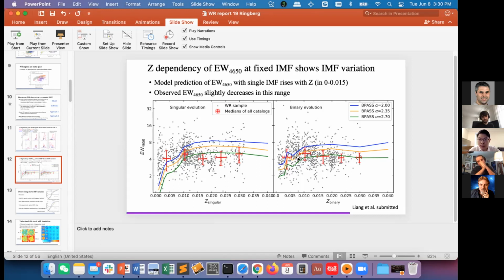However, we do not see any dramatic increase in our observed WR feature. So this might give us a hint or preliminary evidence that we need IMF variation to explain all the data. And to make this argument more quantitative, I think you are right. The systematic error is very important if we are going to say this is very strong evidence, or rather only preliminary evidence.